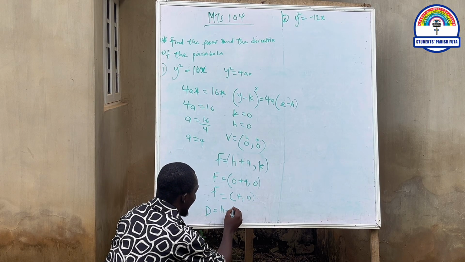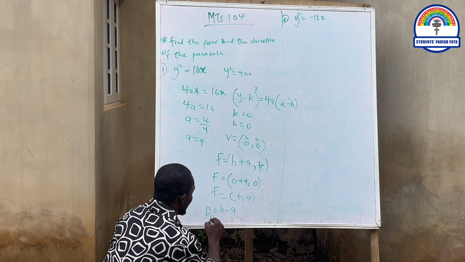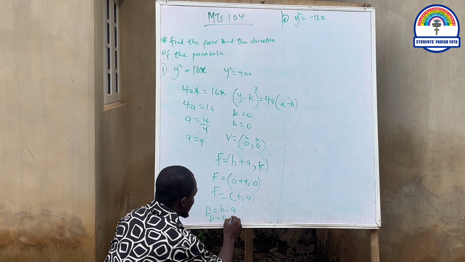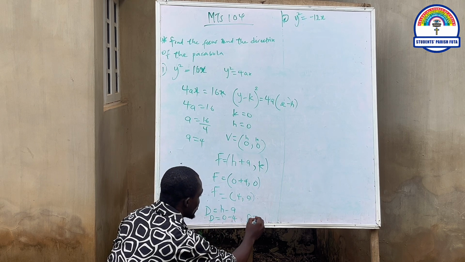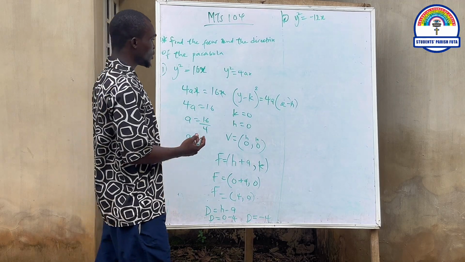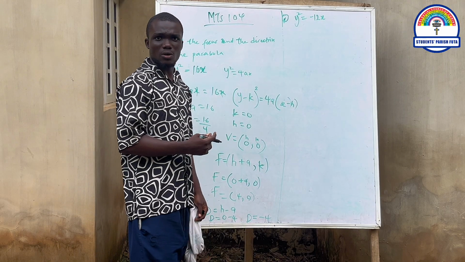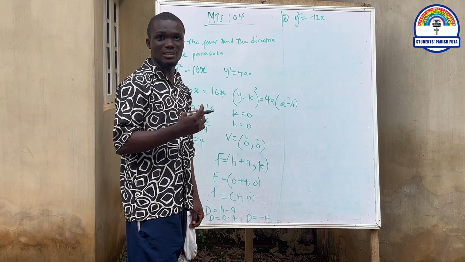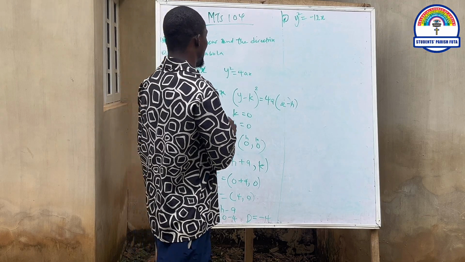And to find our directrix, d is equal to h minus a. So our d is equal to 0 minus 4. Our directrix now is equal to minus 4. Do you understand? So let us check the diagrammatic representation of this.